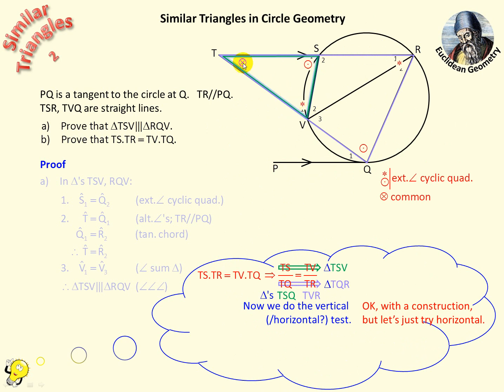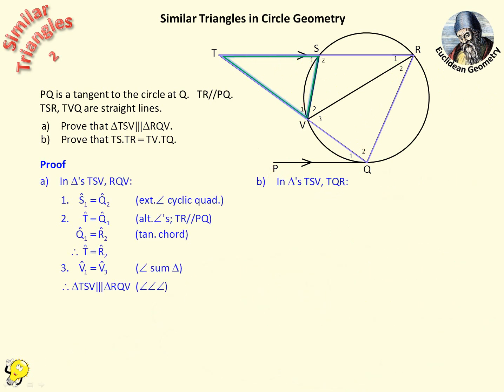And if you have a look at it, those are also similar. Common, exterior angle cyclic quad, or angle sum triangle. And I prefer that one because there is no construction. So let's prove that one. In those triangles, we have T common. We have S1 equaling Q2, exterior angle cyclic quad. The remaining angle V is equal to the remaining angle R1 and 2, and we can say either angle sum triangle or exterior angle cyclic quad. I would go for this because it costs me less in ink, in effort, and time.